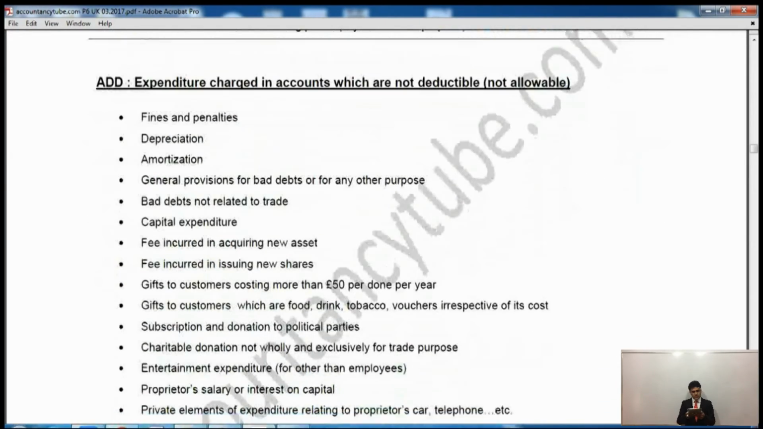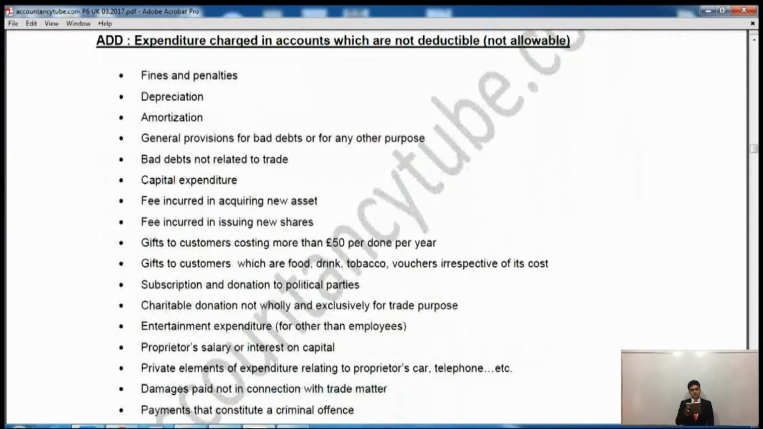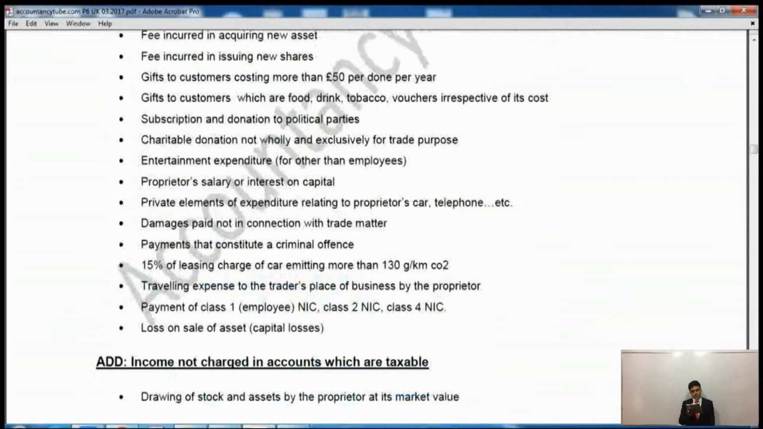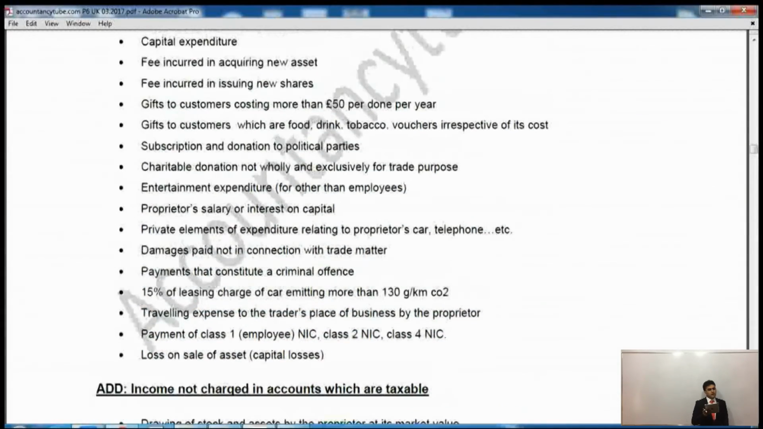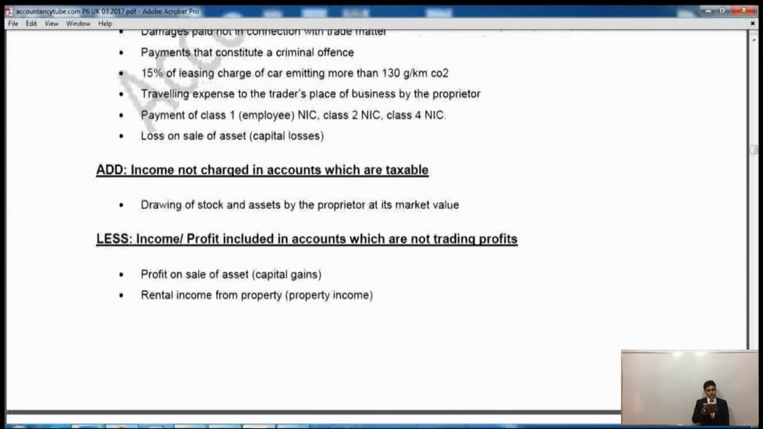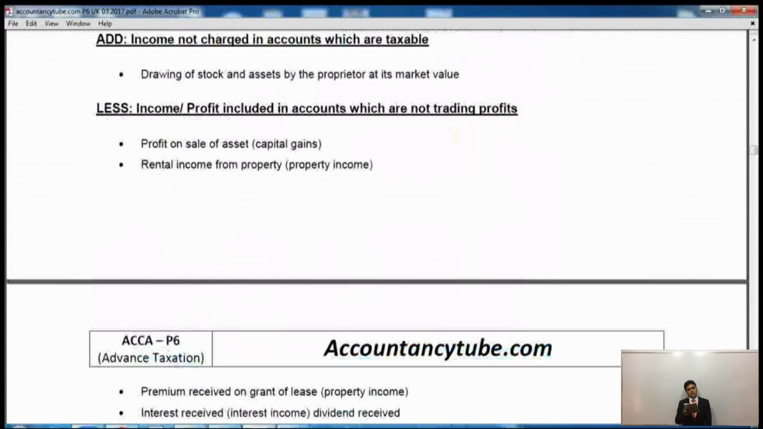Right? Now beneath that, it gives you the list of things which will be added. Expenditure charged in accounts which is not deductible, not allowed. These are expenses which you normally see in your management accounts, in your income statement, such as fines and penalties, depreciation, amortization, general provisions, bad debts, capital expenditure, and so on. There are lots and lots of them. These are the things which, if they are deducted, you must add back. Right? Another thing which you will add is income not charged in the accounts which is taxable. These are the incomes which are not charged. We must add them. Sorry, not add them back; we must add them because they haven't been added in the first place.